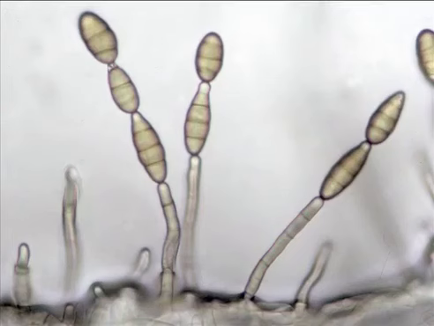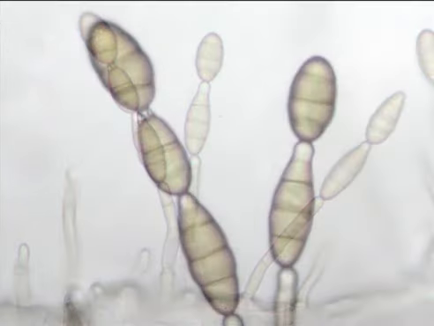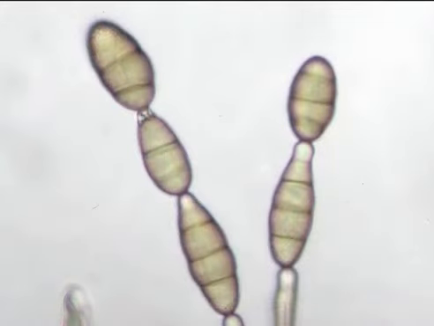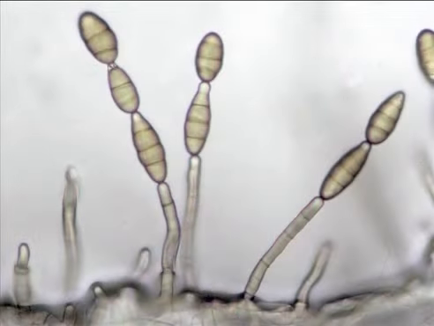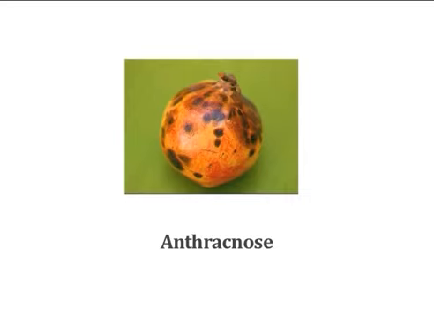Conidiophores are septate, branched or unbranched, greenish to brown, straight or flexuous. Conidia with pyriform, conical or cylindrical beak, ovoid or ellipsoidal, which are produced in long chains or singly, pale brown to light brown. Next important disease is Anthracnose.